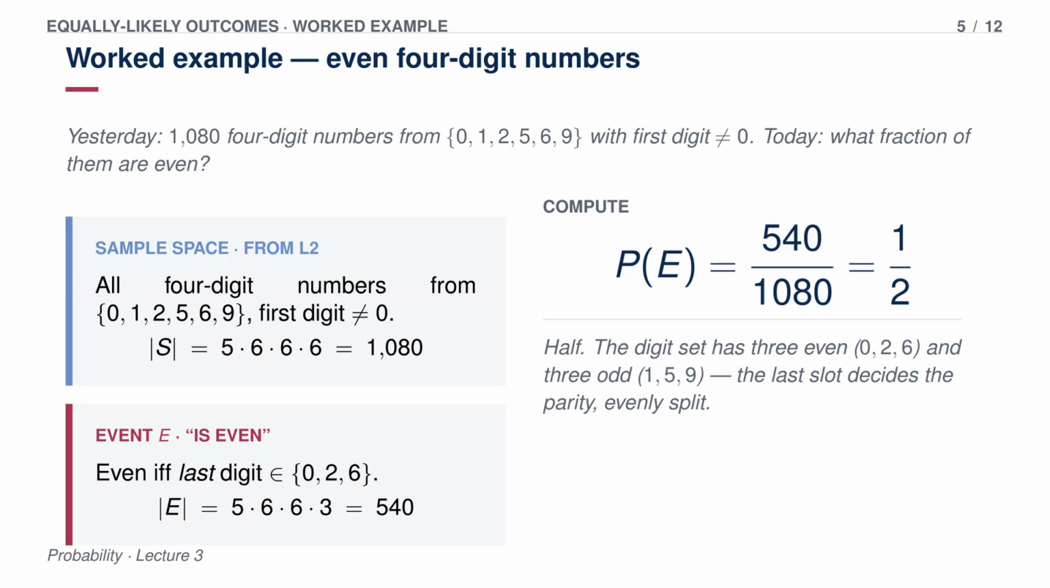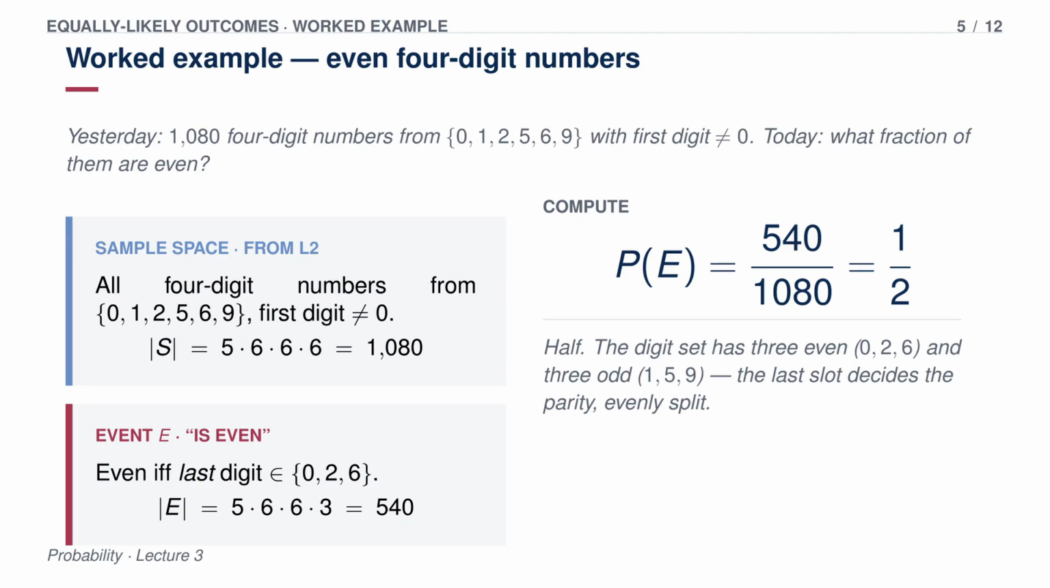So we used the multiplication rule for that. Since the first slot cannot be 0, it has 5 choices. The remaining 3 slots each have 6 choices, because we can reuse digits. So 5 times 6 times 6 times 6 gave us a total sample space size of S of 1,080. So there are 1,080 total numbers we could possibly build.